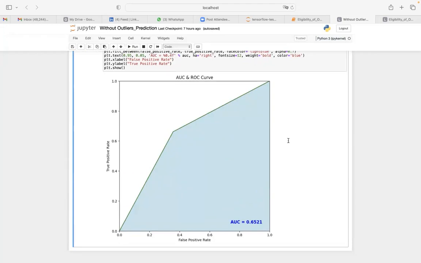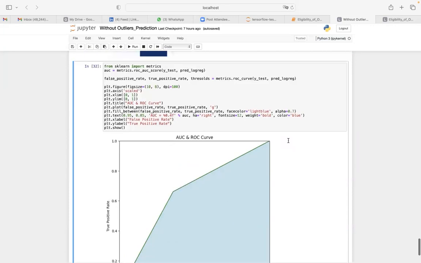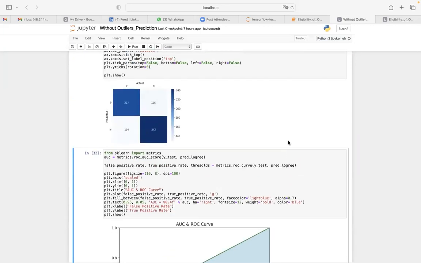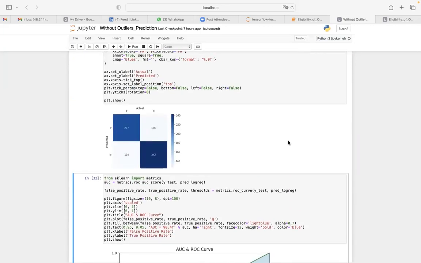Now what has happened here is basically we have removed these outliers and performed the analysis on top of the data which does not have any outlier. Your job is to take the same code and run it on the data which is just outliers and see what accuracy you are getting.